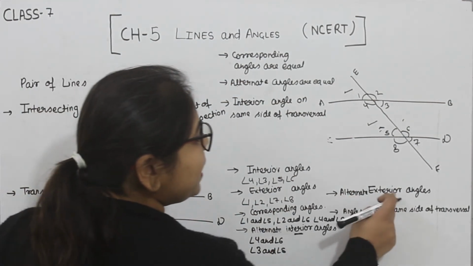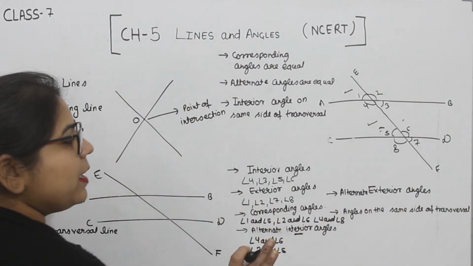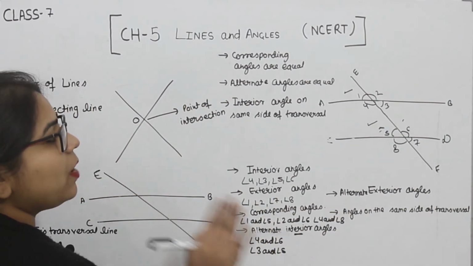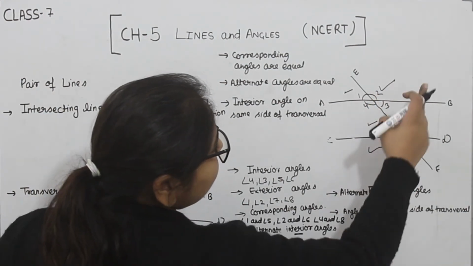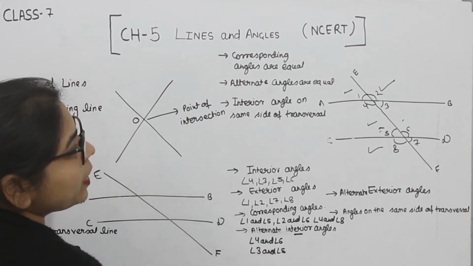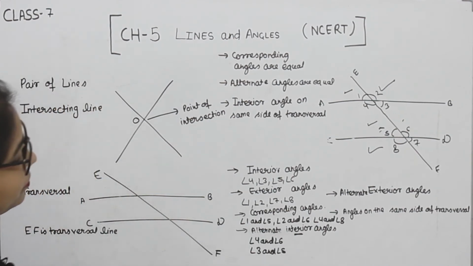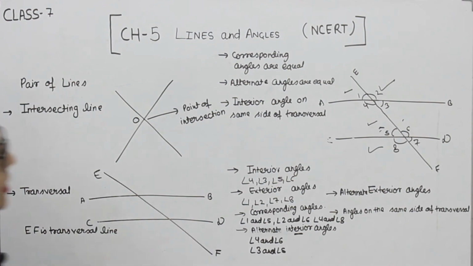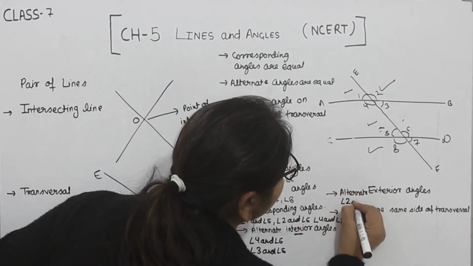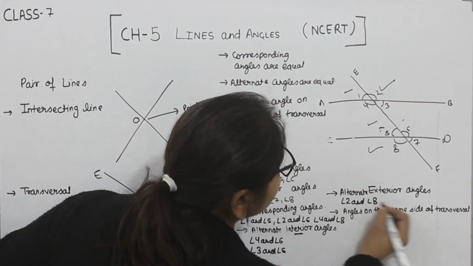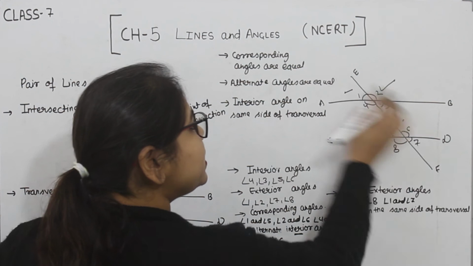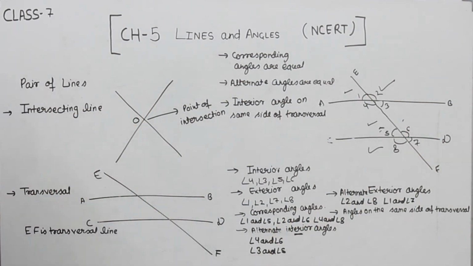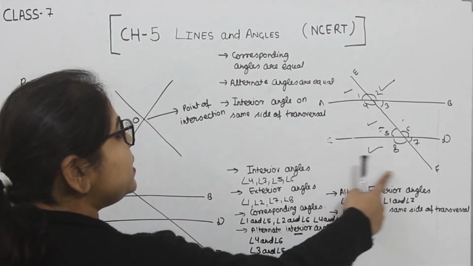Now comes the alternate exterior angles. Same, both angles would be on the exterior side and on the alternate side. Angle number 2 and angle number 8 are on the opposite side of each other. So we'll write here. The alternate exterior angles: angle number 2 and angle number 8, angle number 1 and angle number 7. They are on the exterior side and on the alternate side of transversal line EF. So they are the alternate exterior angles.